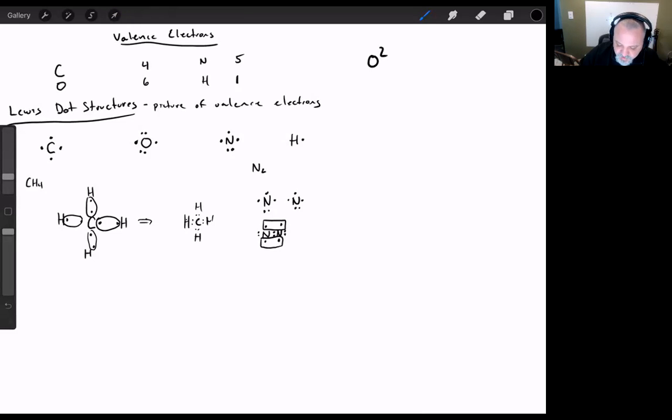What about oxide? What about neon? And what about sodium ion? How many valence electrons do they have? Well, let's look at neon first. Neon is in what group? It's group 18. So neon has 8 valence electrons. 1, 2, 3, 4, 5, 6, 7, 8.